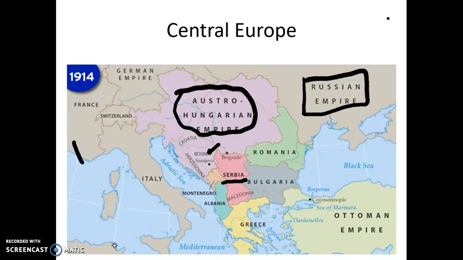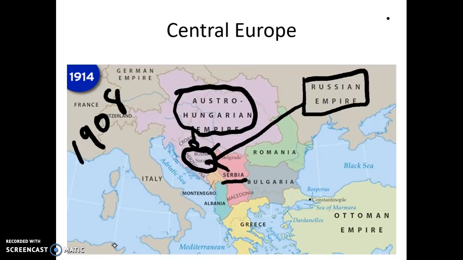So Bosnia was actually an independent country until 1908, when the Austro-Hungarian Empire takes over it. Now, Bosnia was allied with Serbia and Russia. So when the Austro-Hungarian Empire takes over Bosnia, neither Serbia nor Russia really like it.